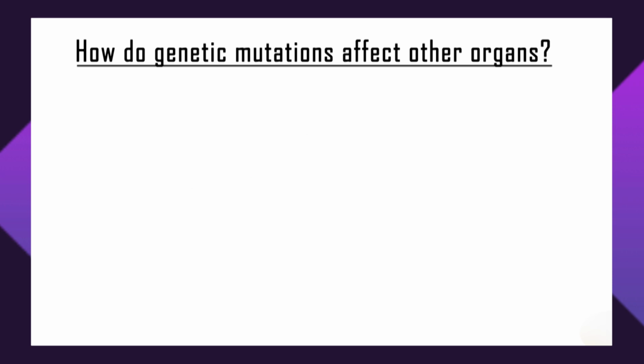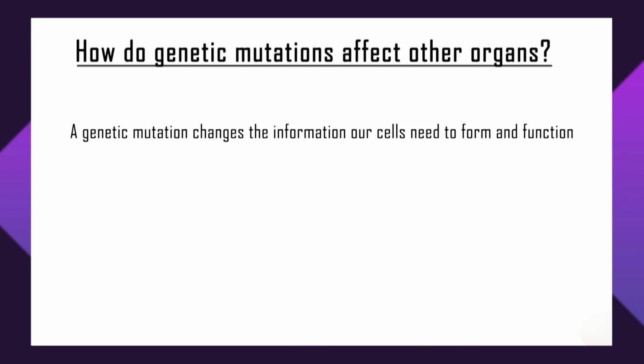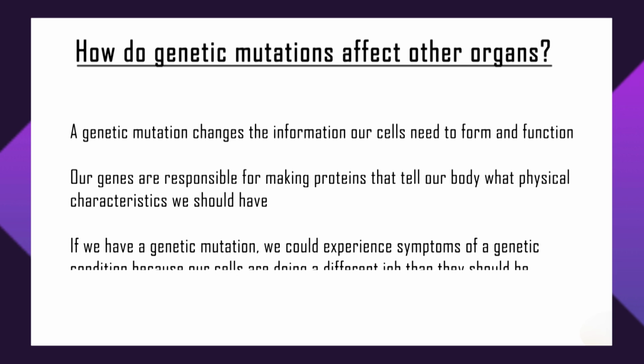Now, how do genetic mutations affect other organs? A genetic mutation changes the information our cells need to form and function. Our genes are responsible for making proteins that tell our body what physical characteristics we should have. If we have a genetic mutation, we could experience symptoms of a genetic condition because our cells are doing a different job than they should be.